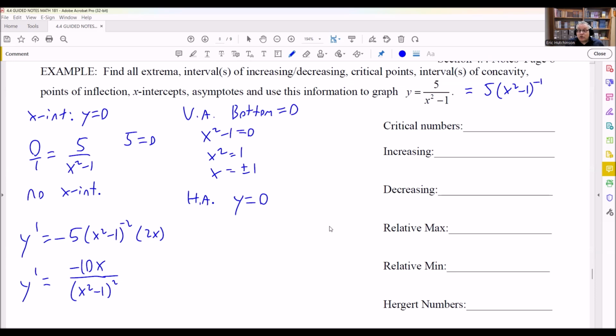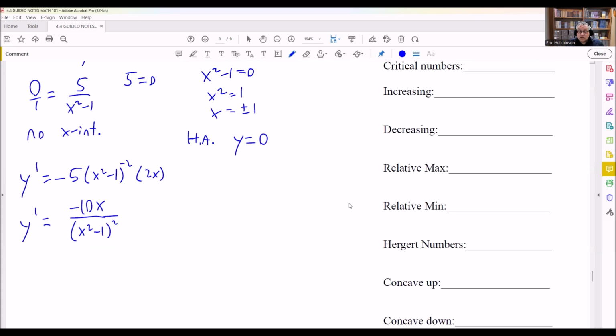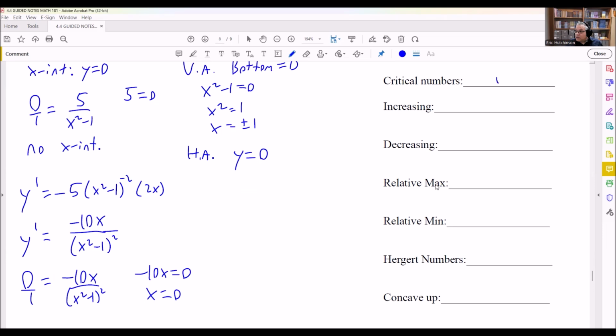The second way we find critical numbers is where we set the first derivative equal to 0. So that's what we're going to do next here. We're going to do 0 equals negative 10x over (x squared minus 1) squared. We'll write this as 0 over 1. Now we're going to cross multiply. So if we cross multiply that, we're going to get negative 10x equals 0, and we get x is equal to 0. So the only critical number that we have here is actually going to be just 0. That's all we have there.